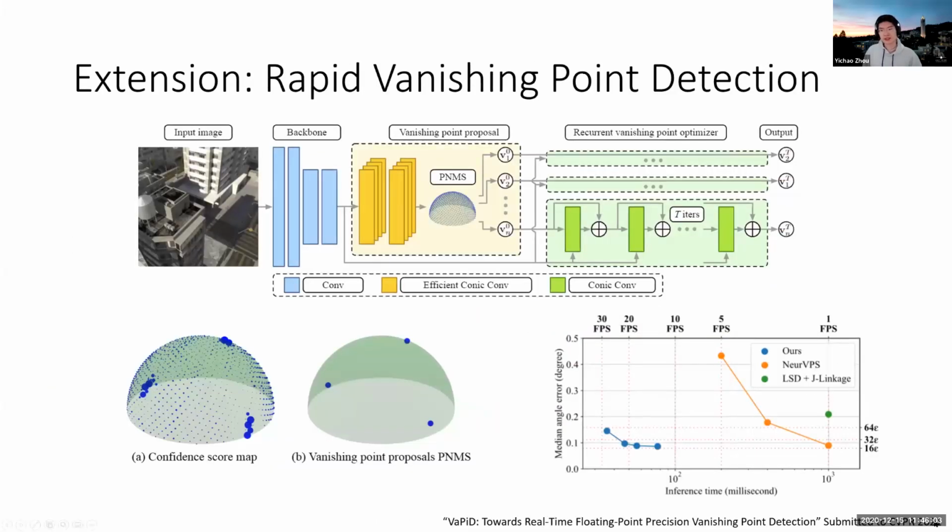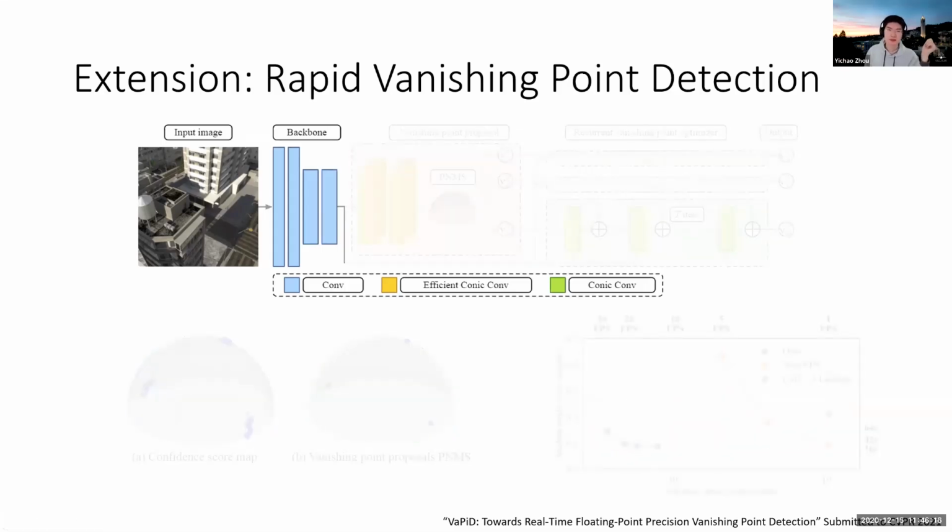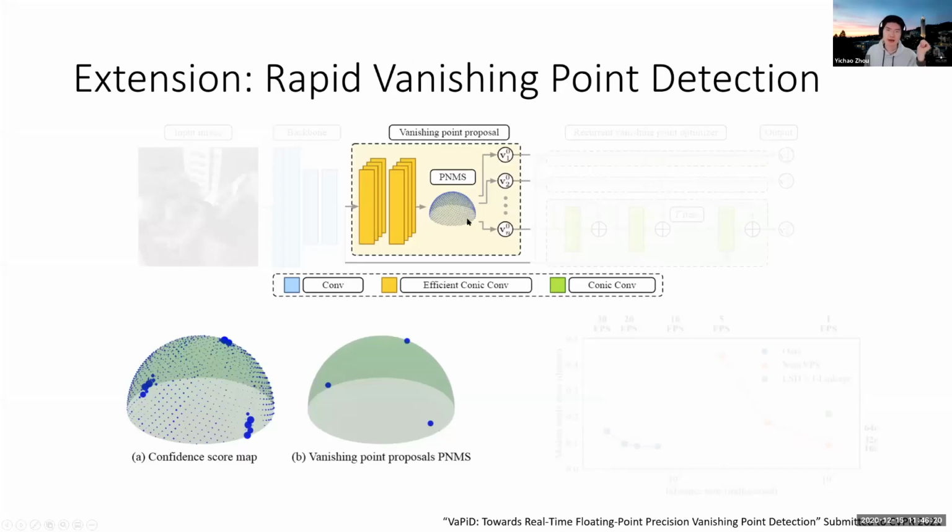Good. So this year we also have an extension. To make this fast, we may wonder whether this kind of cost-to-fine inference might be slow, right? A little bit of effort can make it faster. We have a traditional convolution backbone. We use efficient conic convolution to get the confidence map on the sphere, and then we do an NMS and get the vanishing point out.